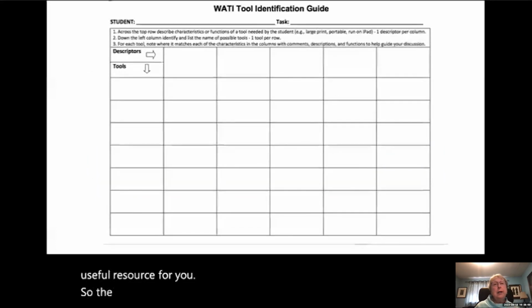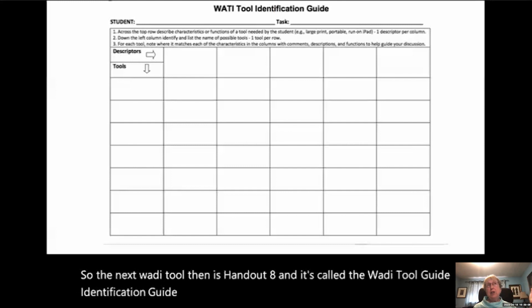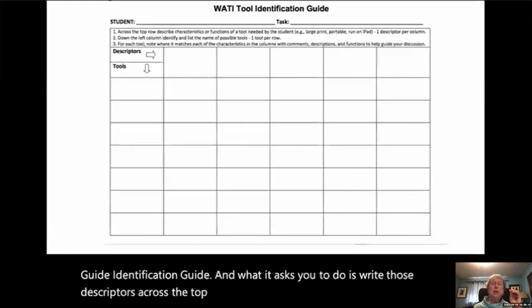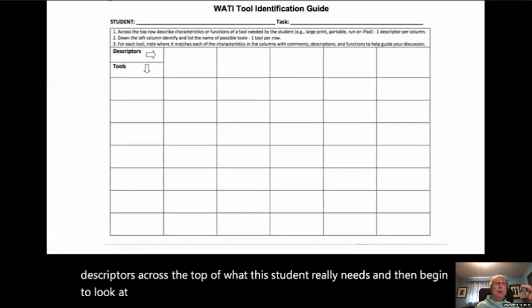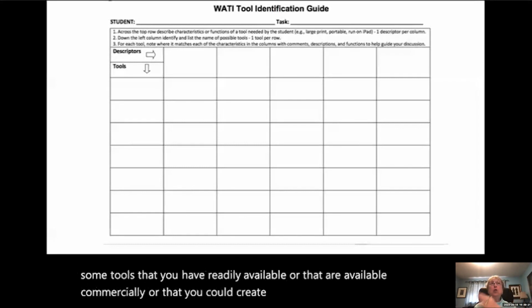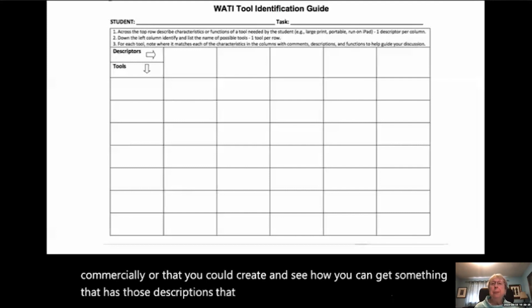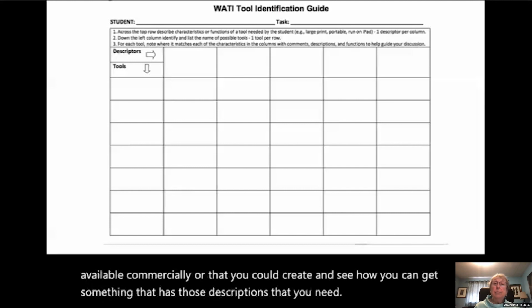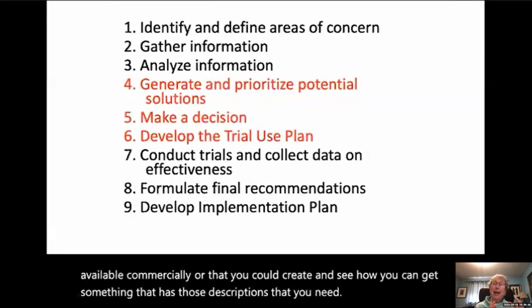So the next WADI tool then is handout 8, and it's called the WADI Tool Identification Guide. And what it asks you to do is write those descriptors across the top of what this student really needs, and then begin to look at some tools that you have readily available or that are available commercially or that you could create, and see how you can get something that has those descriptions that you need. So that's sort of the analyzing.